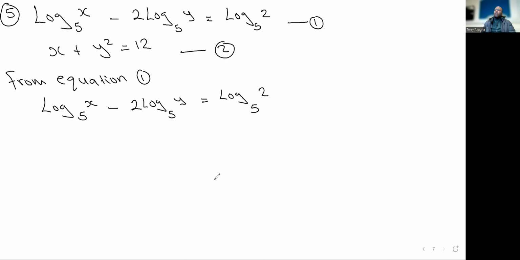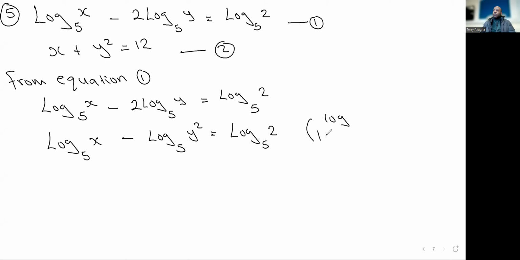All right, so the first thing we have to do, we have to combine this. So I'll take this 2 back to this place, because I want to apply the division law here, but I have to take this 2 back. So it's going to give me log x base 5 minus log 5 y raised to the power 2 is equal to log 2 base 5.